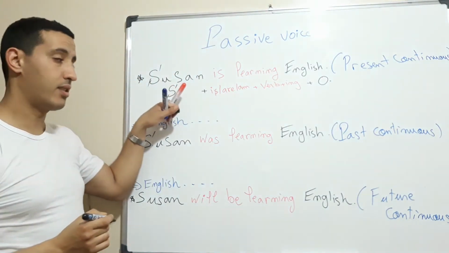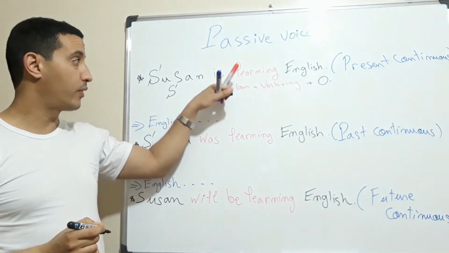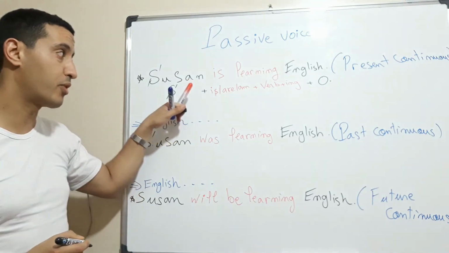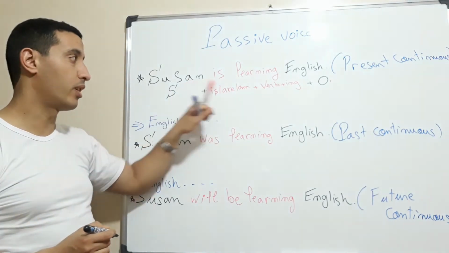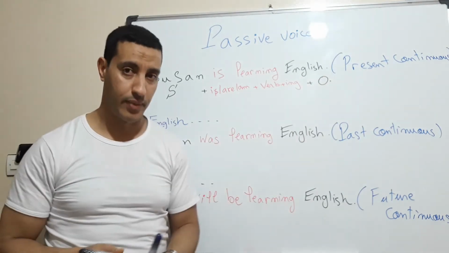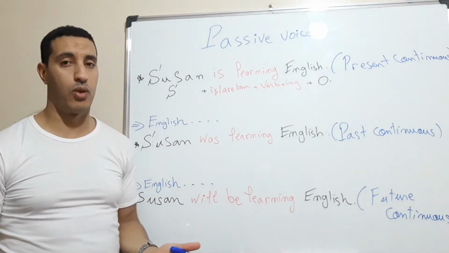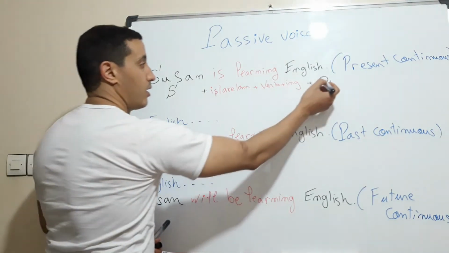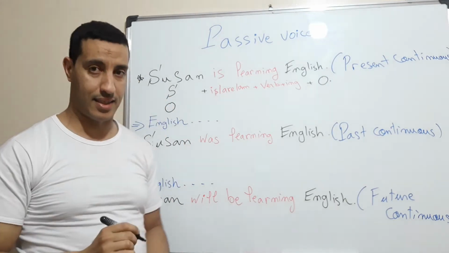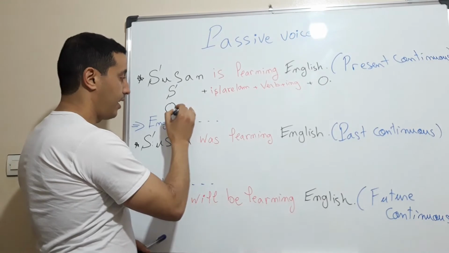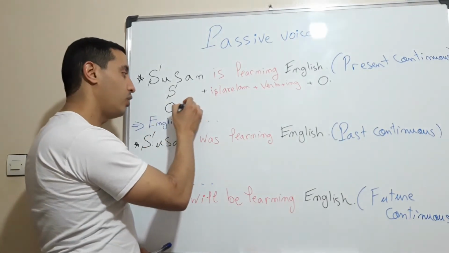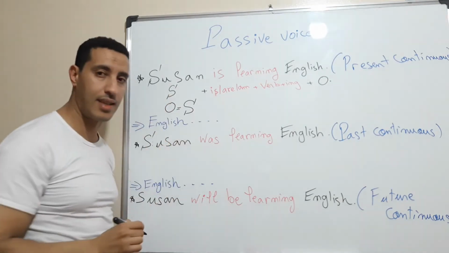We have the subject, Susan. And then we have the verb to be, is, are, am, according to the subject. If the subject is singular, we say is. If the subject is plural, we say are. And then we have the verb in ing form, and then we have an object. So, what is the passive form of this sentence? This is the object, so we take it and we put it at the beginning of the sentence. And then, what happens if the object is the first word in the sentence? It becomes a new subject.